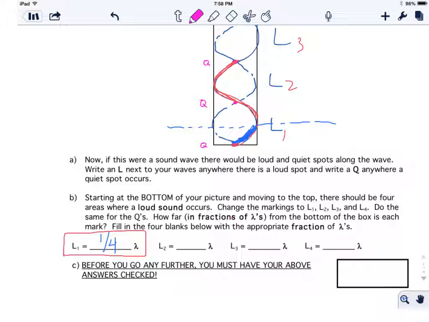Now I want you to go ahead and do that same thing for each of these spots. How much of a wave do you have at L2? And so on. And fill those in. You can discuss it with your lab partners and make sure that you're all getting the same answer there.